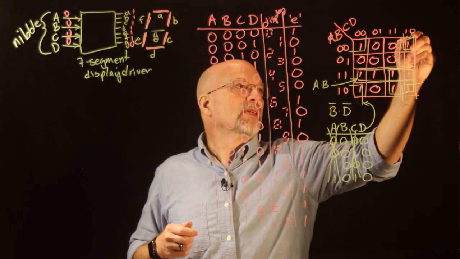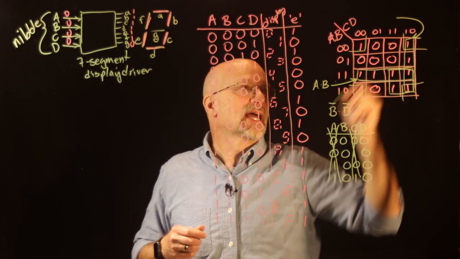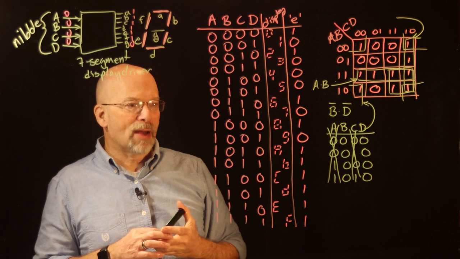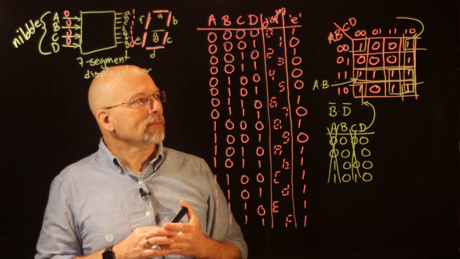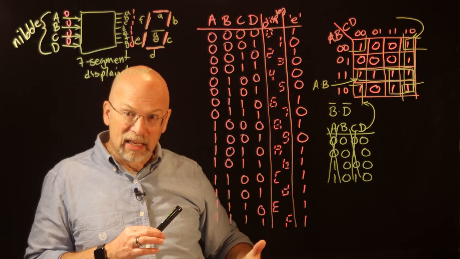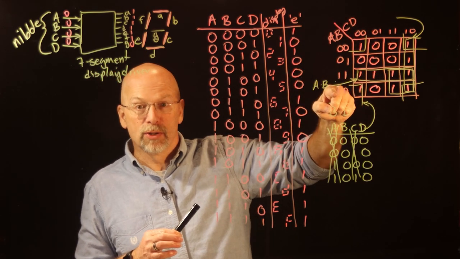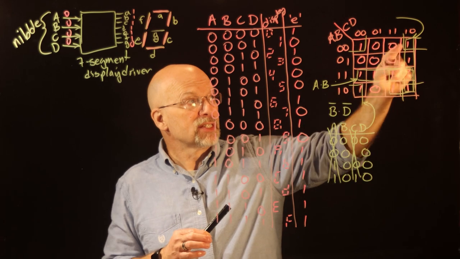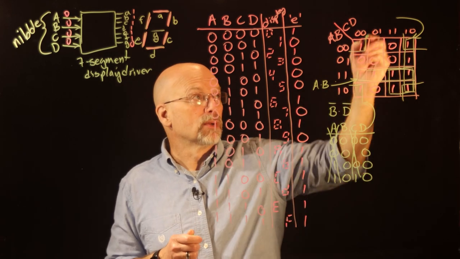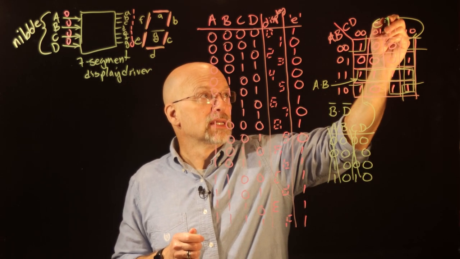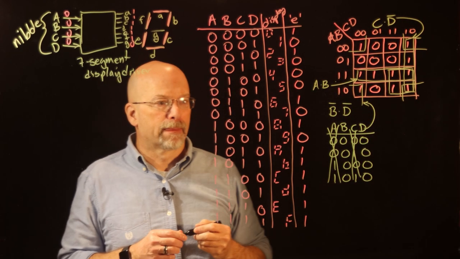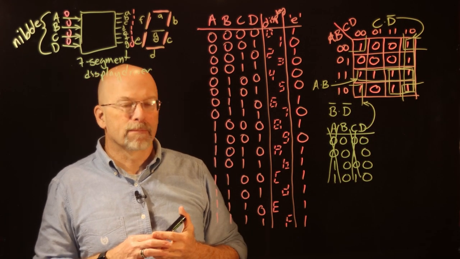And in fact, a similar thing can be done for this rectangle right here. That rectangle stays in that one column. It goes all across every single possible combination of 1s and 0s for A and B, but it stays in C is 1, D is 0. So this will become C, D bar. All right.